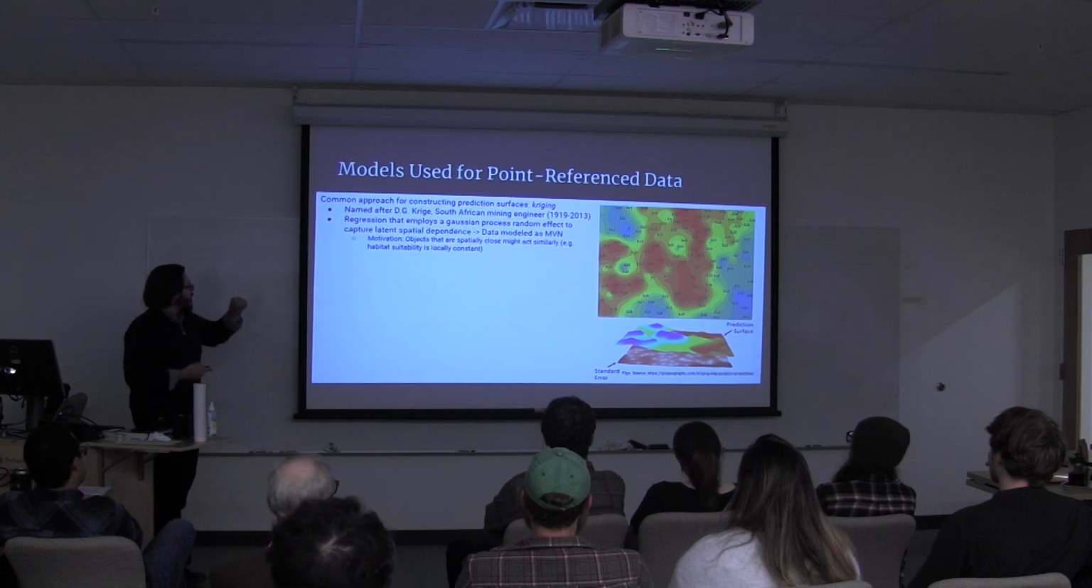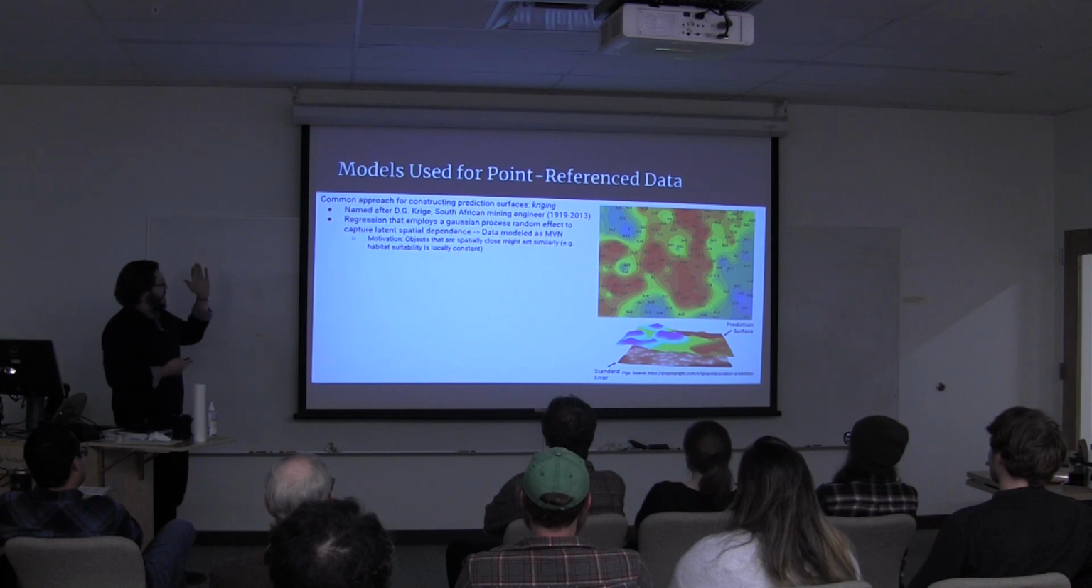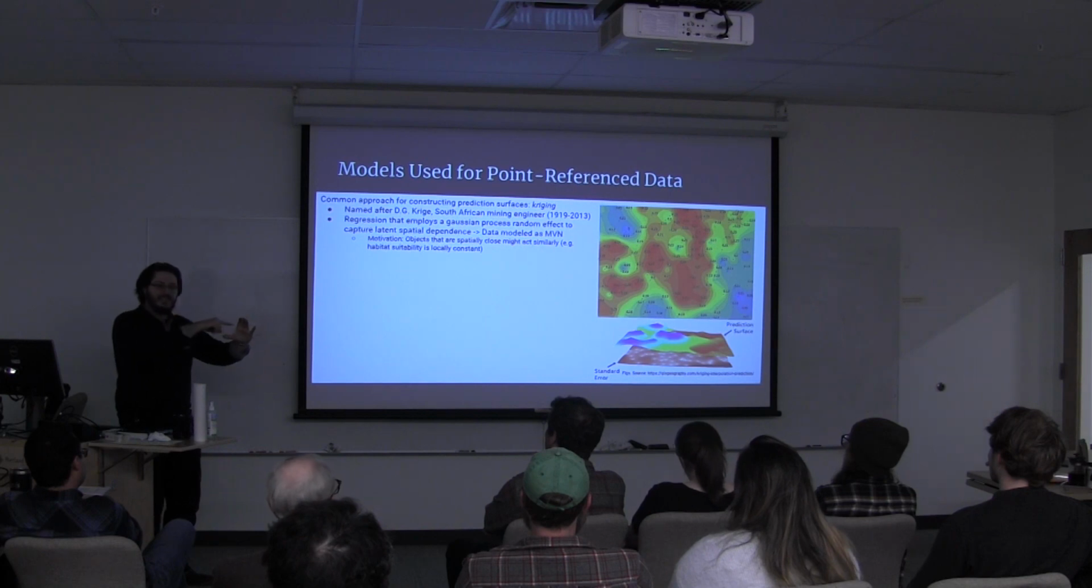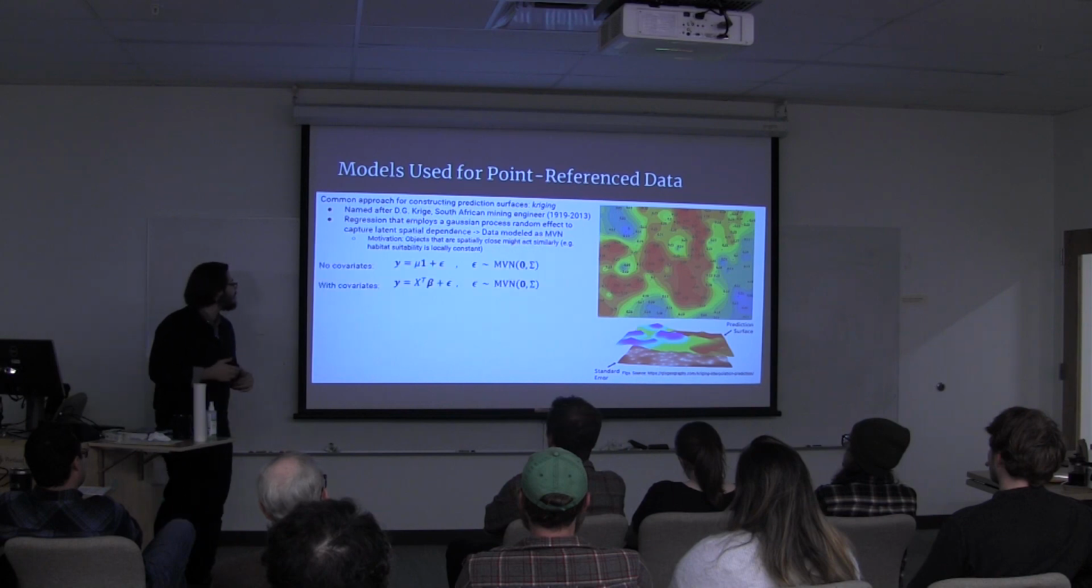So yeah, here's the motivation. Objects that are spatially close might act similarly. So habitat suitability is locally constant. If we look at a small enough scale, then the difference between this place and this place is pretty much the same. That's the assumption we're trying to model.